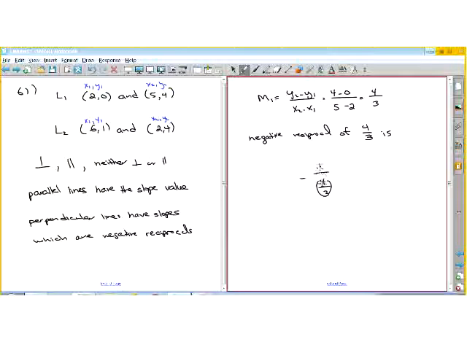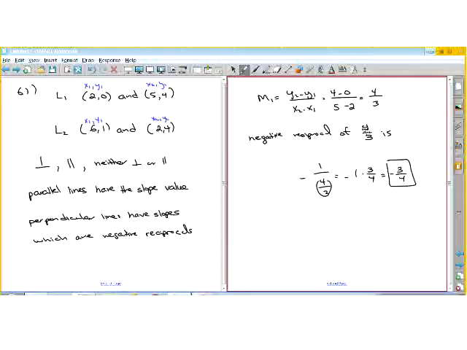Now, for you guys who've taken first semester, you know that when you divide by a fraction, it's the same as multiplying. So we got the numerator, we got 1. You multiply by the reciprocal. So instead of 1 divided by this, it's 1 multiplied by the reciprocal. So we'll get negative 1 times 3, which is negative 3, divided by 4. So that is the negative reciprocal of 4/3.